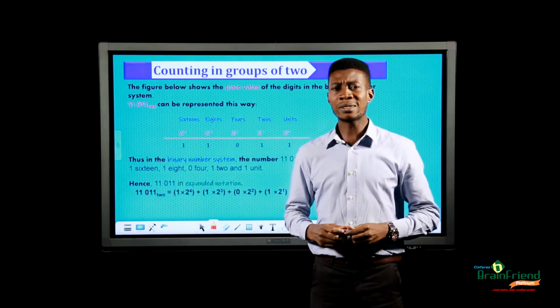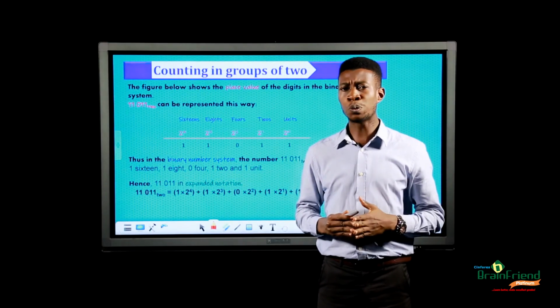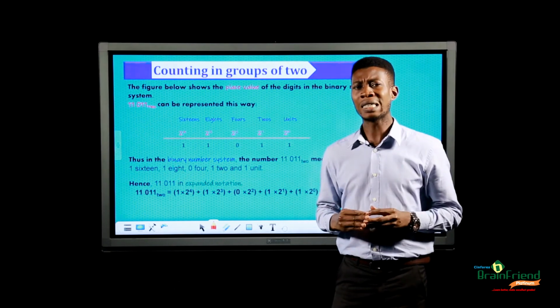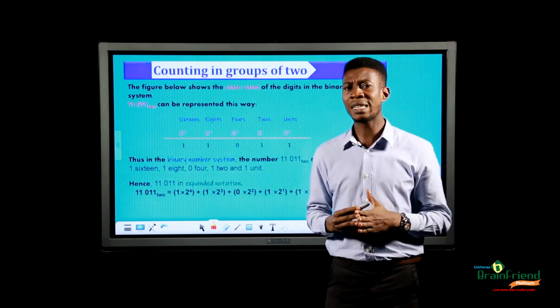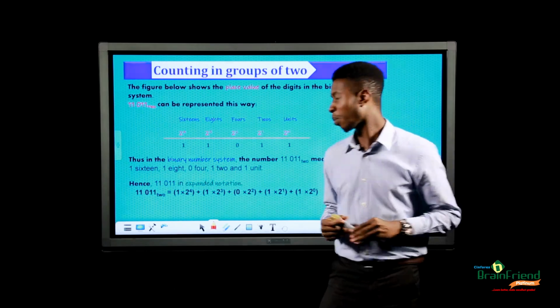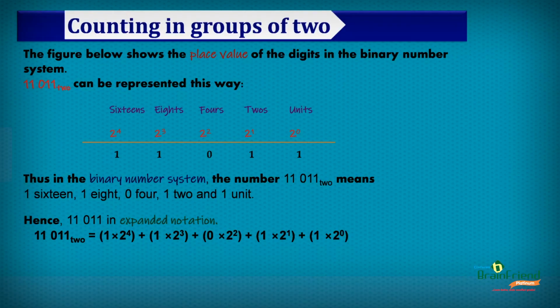In the binary number system, we count in groups of 2s. Now let's look at how a number can be represented in the binary number system. The binary number system has what we refer to as place value. That means each digit has a value based on its position.